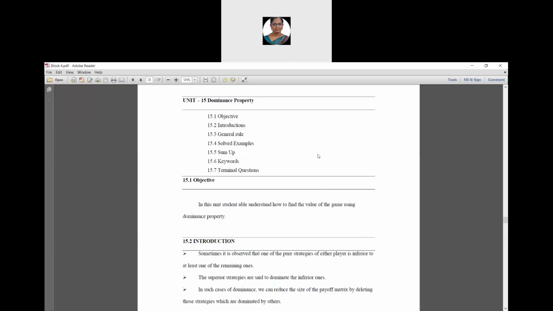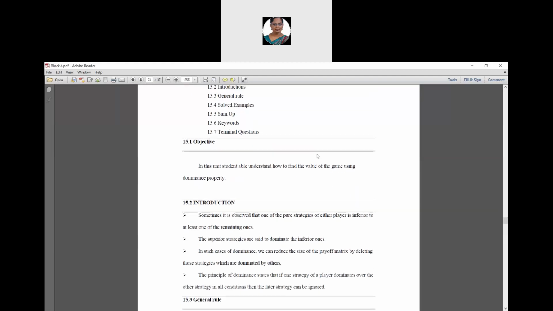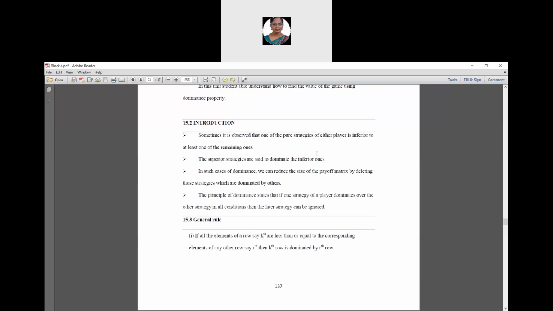Here we are going to see Unit 15, Dominance Property. The structure of this unit is: objective, introduction, general rule, solved example, sum up, keywords, and terminal questions. Let's see the objective of this unit. In this unit, students are able to understand how to find the value of the game by using dominance property. Okay, first one, introduction.